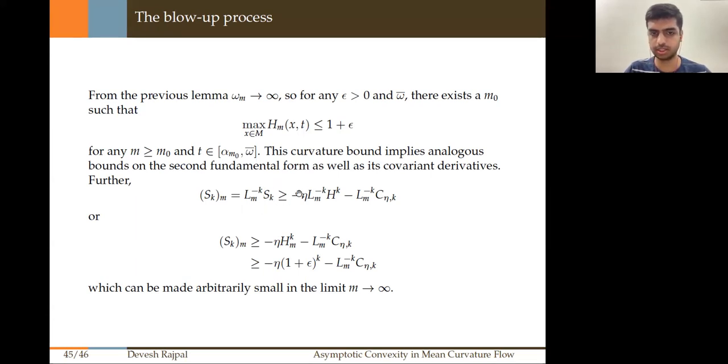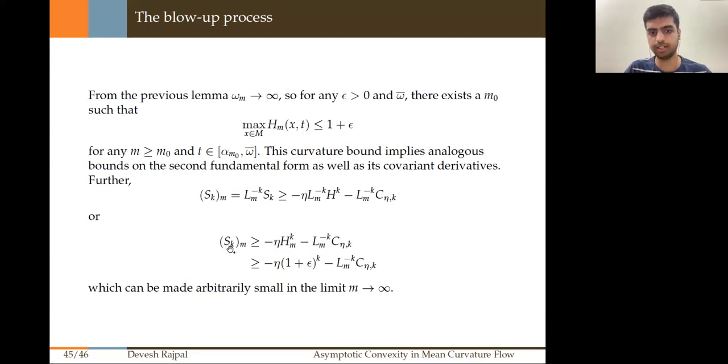Now, from the previous convexity results, this was greater than or equal to negative eta times H raised to k minus c. So I'm multiplying L raised to minus k over the inequality. This L^k will be absorbed here to get the new mean curvature for this parameterized hypersurface indexed by m, and this factor will remain there. In my new rescaled hypersurface, H was bounded, so H can be bounded by 1 plus epsilon here.